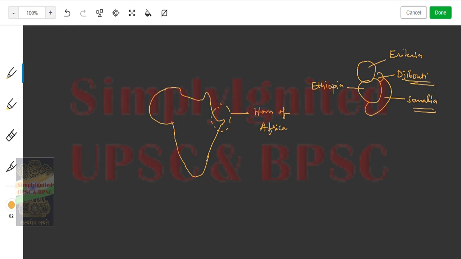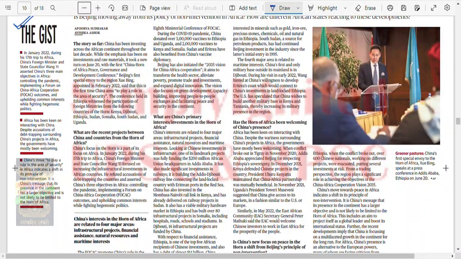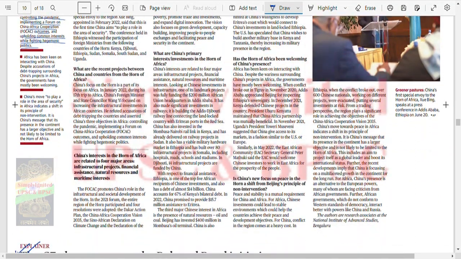Now Djibouti already has a Chinese base, and China is making inroads into others. During the 17th trip to Africa, China's foreign minister and state councillor Wang Yi asserted China's 3 main objectives in Africa: controlling the pandemic, implementing the Forum on China-Africa Cooperation outcomes, and upholding common interest while fighting hegemonic politics.